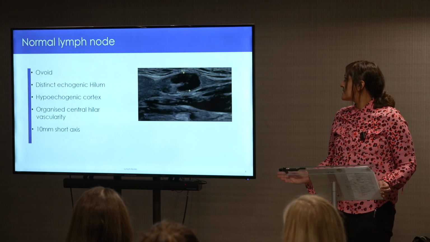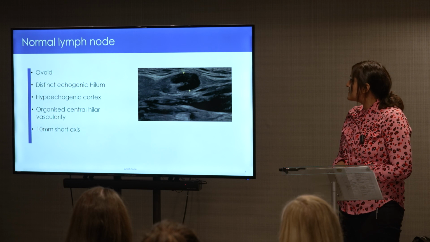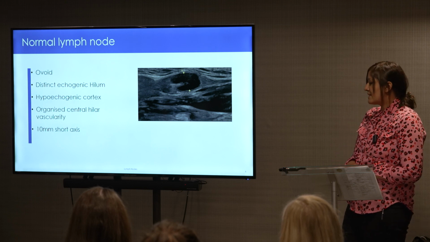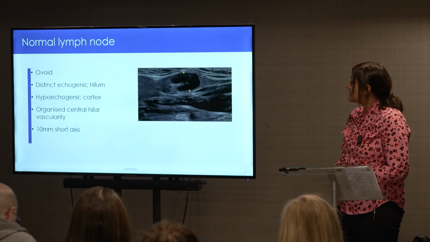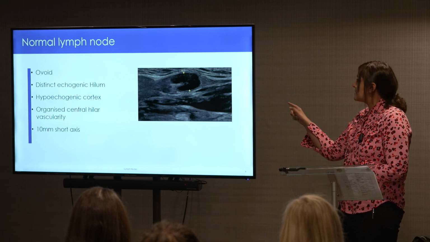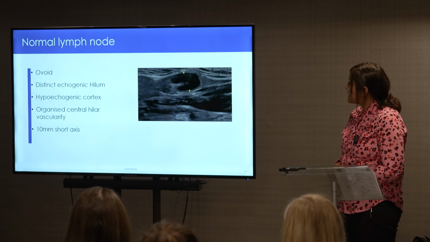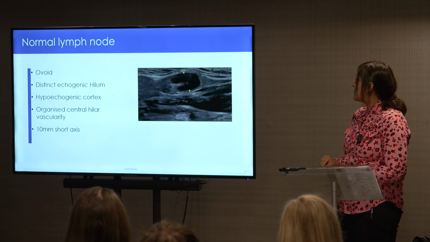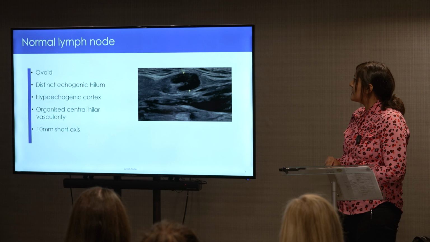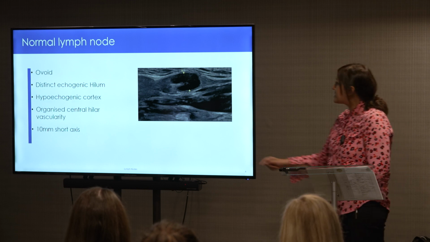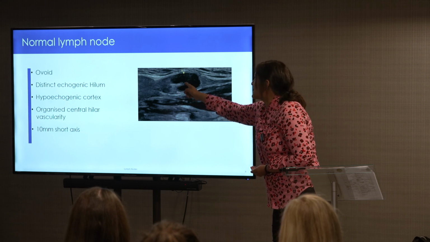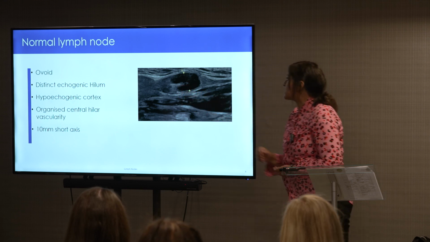This is an example of a really nice normal lymph node. This is a palpable lymph node at the parotid tail in this case. As you can see, it's got a really nice oval shape. The cortex is very uniform in echogenicity, a low echo cortex of uniform thickness. It's got that central distinct echogenic stripe, the hilum, so that's very clear.